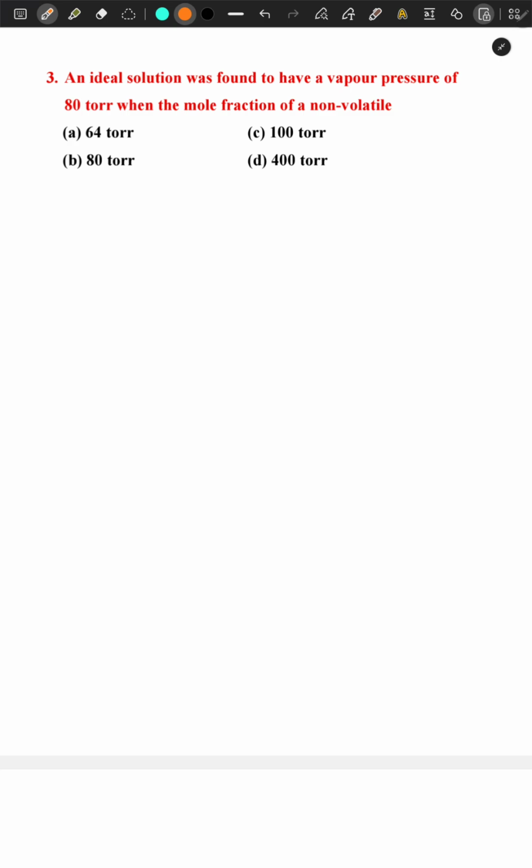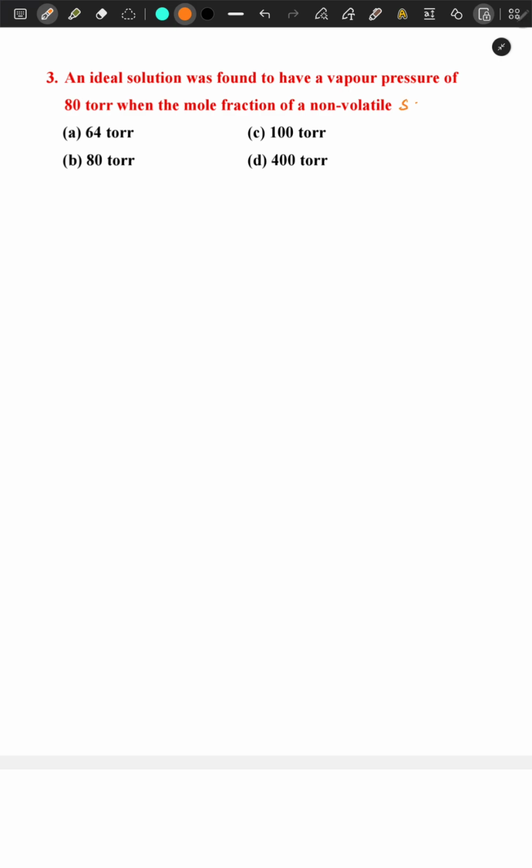Now coming to question number 3. An ideal solution was found to have a vapor pressure of 80 torr when the mole fraction of a non-volatile. So remember, in your book this question is incomplete. It is given as an incomplete question. So please add these two sentences in your book.